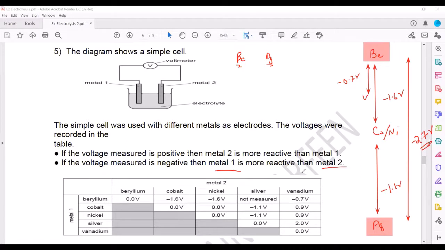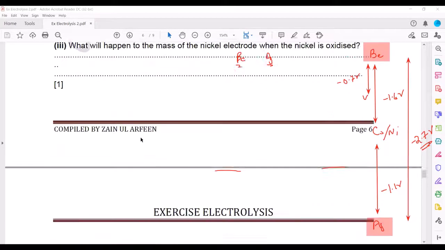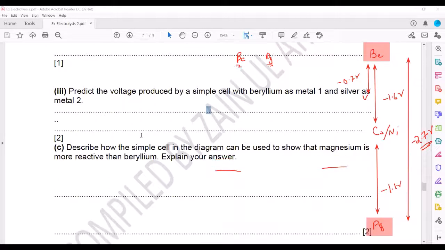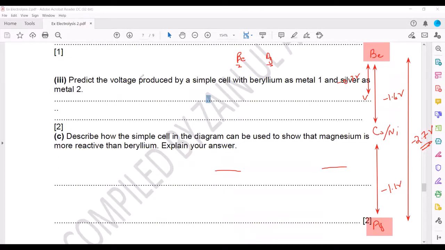So if we use a cell which has one electrode as beryllium and another one as silver, then what is the voltage produced by this cell? It will be negative 2.7 volts. And describe how a simple cell can be used to show that magnesium is more reactive than beryllium.